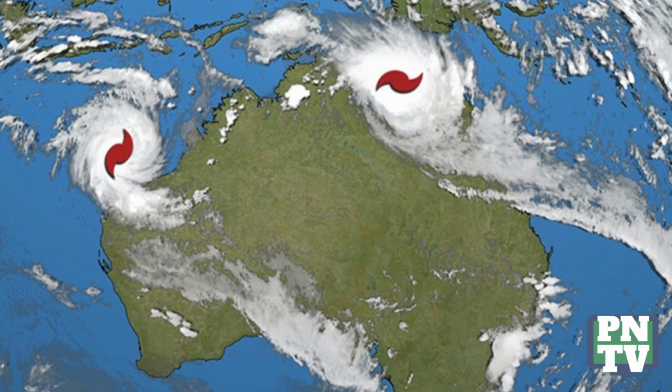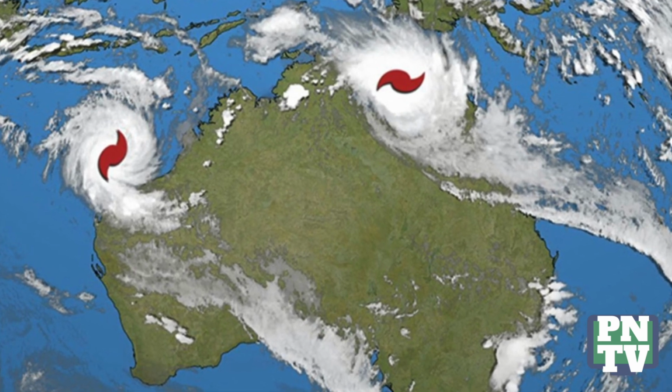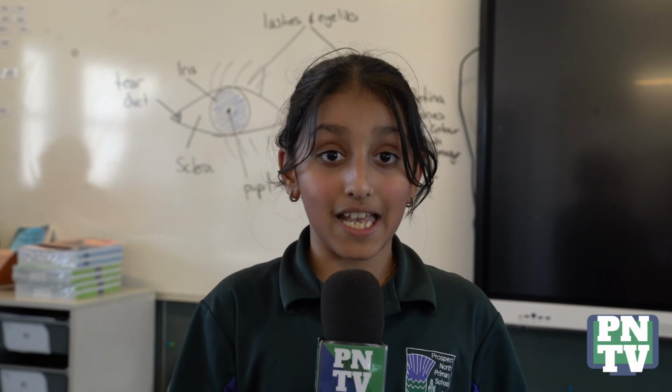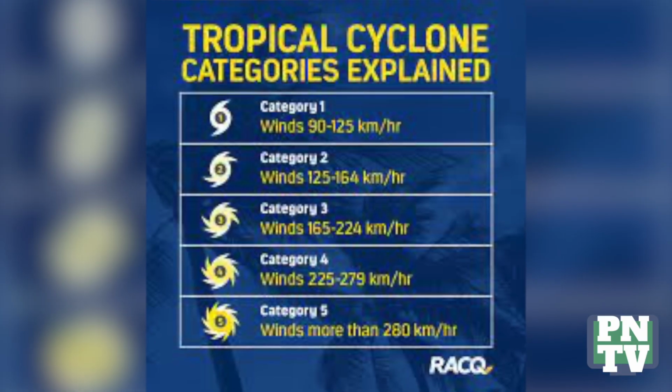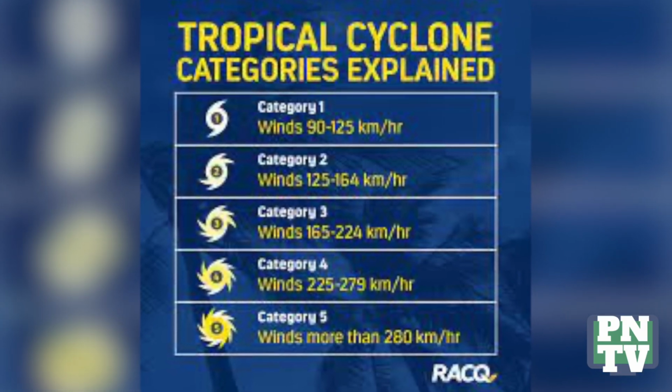Then we learned about cyclones, and we found out where they are most likely to occur, near the equator, in the tropical areas. We also learned about how they're caused and the impact they have on people, animals, and the environment. Did you know there are 5 categories of cyclones, and the 5th one is the most dangerous because of the wind speeds? In other parts of the world, cyclones are called hurricanes and typhoons.